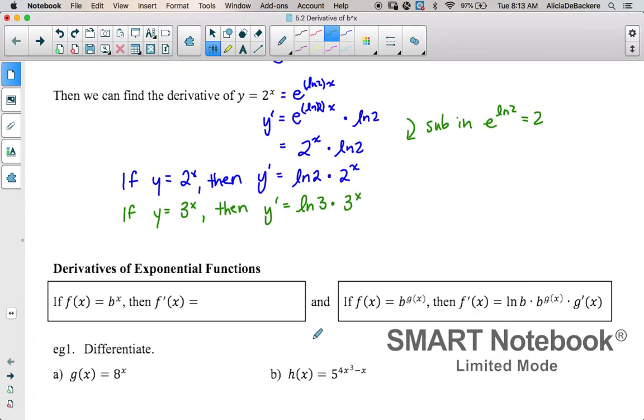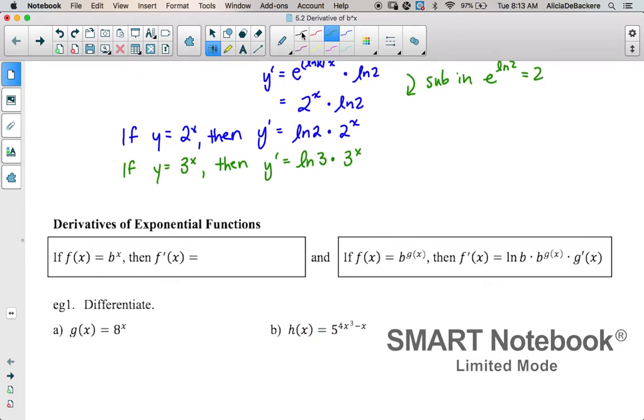And this is how we come up with our rule for finding the derivative of an exponential function. If my function is some number b to the power of x, then the derivative is going to be ln of that base number times b to the x. Okay, so I still have the original, kind of like before with the exponential, but this time I have this extra ln b in front.